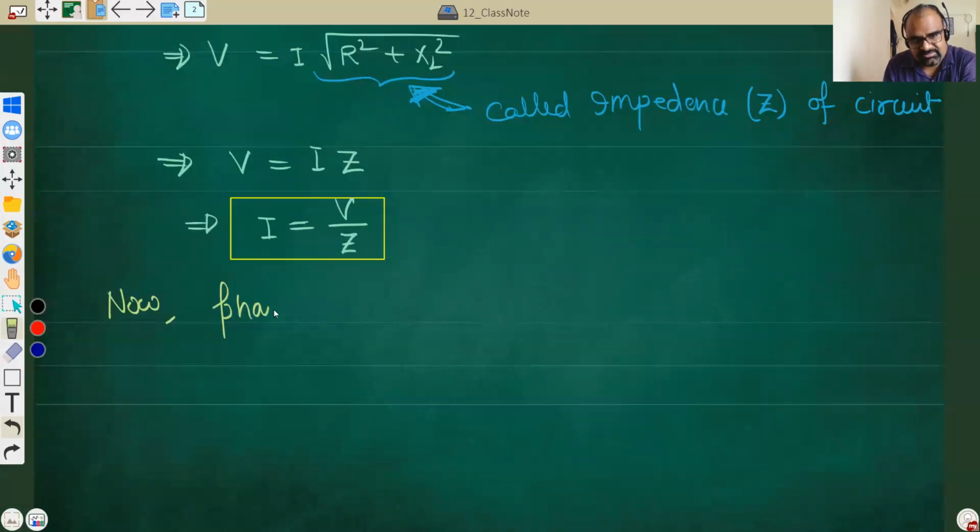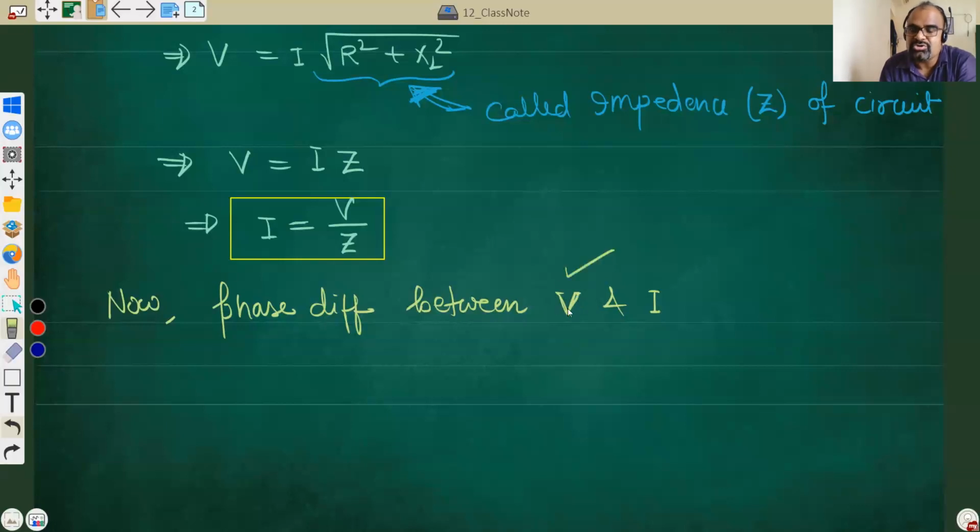Phase difference between voltage and current. When I say simply capital V, it means which voltage? Source voltage. You can write V source if you want. You can write source in the subscript, but we don't really write. We just write capital V. Everybody understands that we are talking about source voltage.